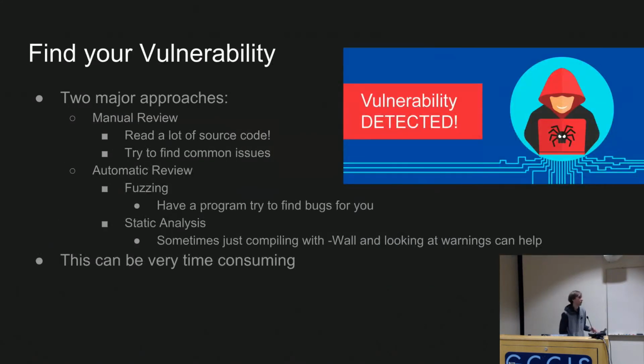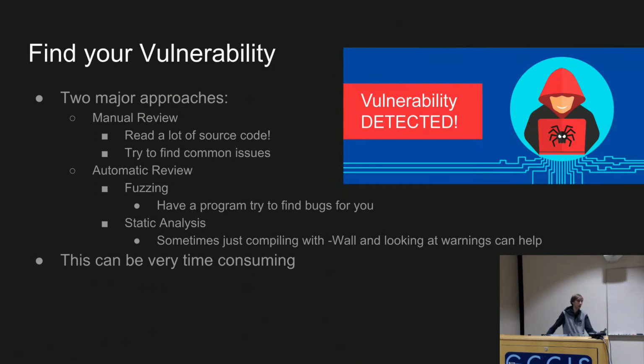So finally, the third step in this process: you understand your code fully now and you want to find your vulnerability. There are two major approaches to this. One is automatic review, which is not something I'm really going to talk about a lot. There are two common ways to do this. One, you have static analysis, which is just running some program on the code that analyzes it for you and hoping it produces some interesting results.